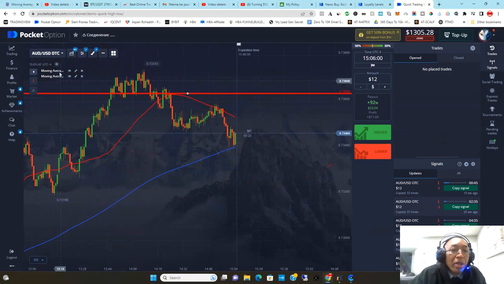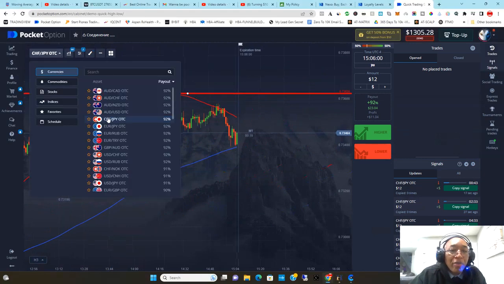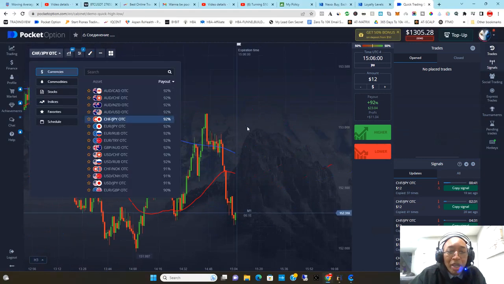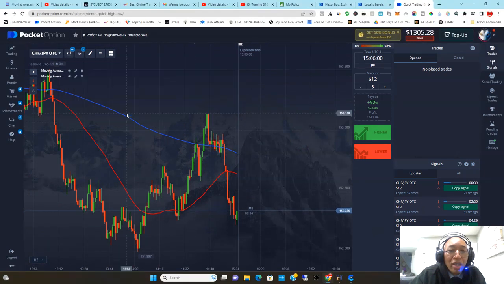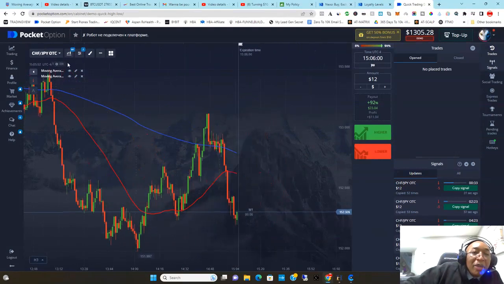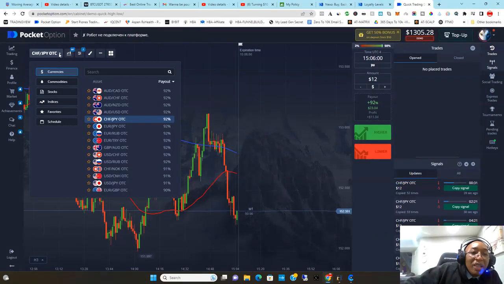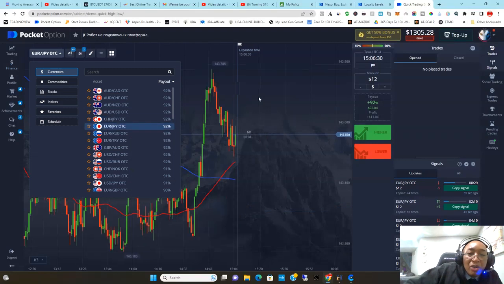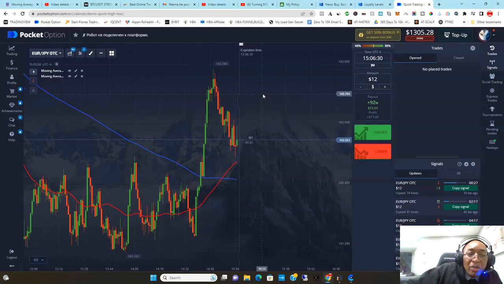Let's find another pair. Let's see if we can find a good setup for you guys. This is a pro hack that I'm telling you guys. If you learn this, you will be in the money all the time. But you have to be patient, because sometimes the setups don't happen right away. So you have to be extremely patient.